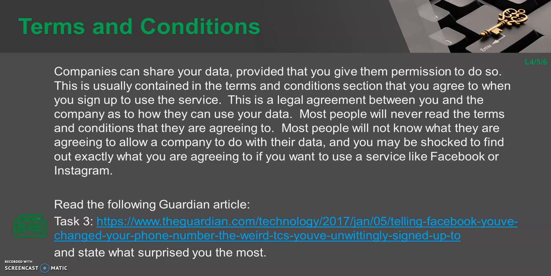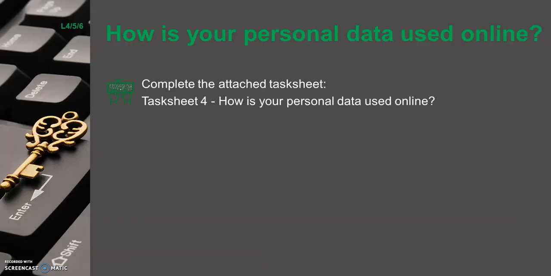Now, your third video task is to read the following Guardian article. I've put the URL there, but of course I've also attached it to the Show My Homework notification. In your response to this, I want you to state what surprised you the most when you were reading the article. After that, you have a written task sheet to complete, which is attached to the notification, and this one is called How is your personal data used online?